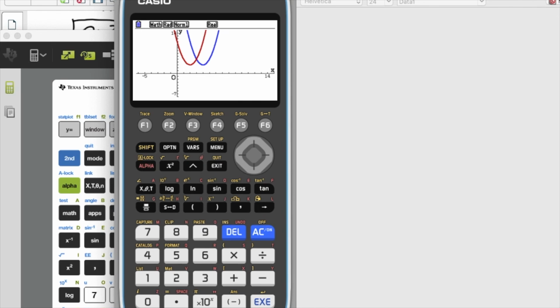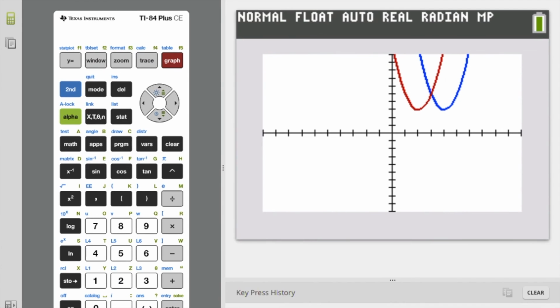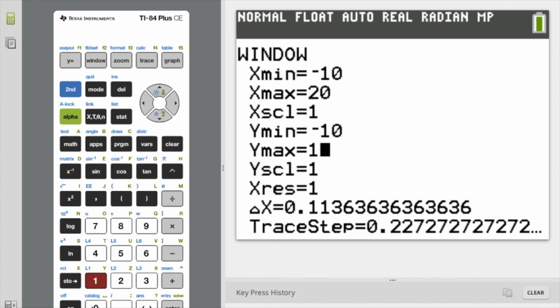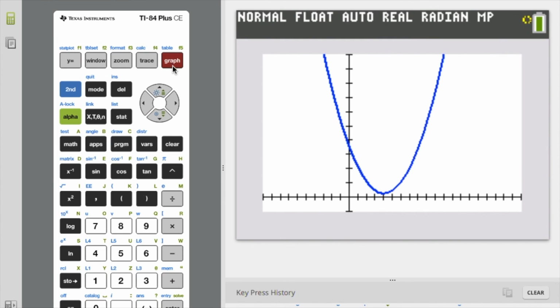So essentially what's happening is they have the exact same shape, but one of them's just moved over a little bit. In fact, you don't have to do this on your calculator, but I'm going to look at this window setting and make my X max a lot bigger, but my Y max really, really big, so that you guys can get a sense of what's going to happen.